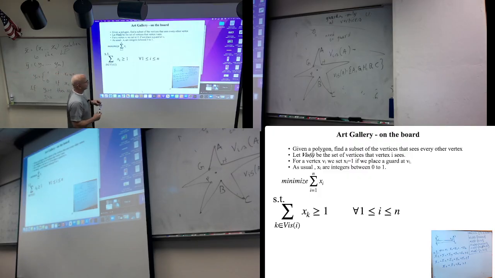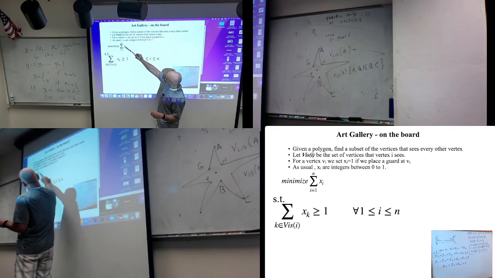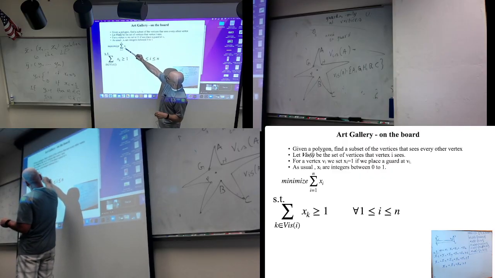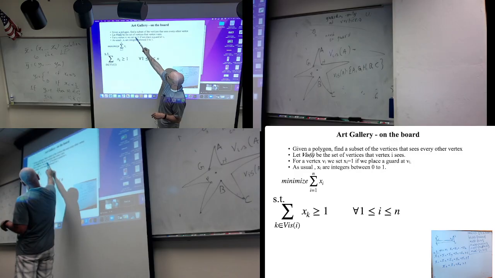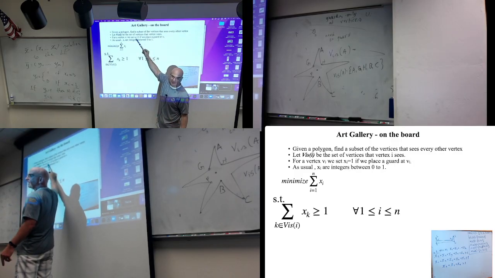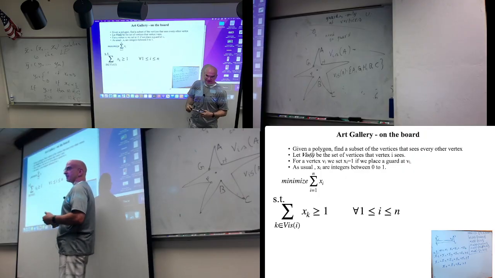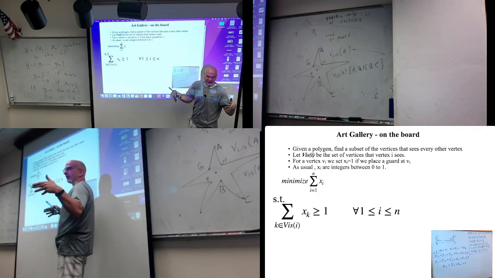How do I make an ILP out of it? So for every vertex vi, as usual, I'll assign a Boolean value xi, where if xi is 1, then I'll place a guard at vertex vi, otherwise I will not. Which means in terms of ILP, xi is between 0 and 1 and is an integer.